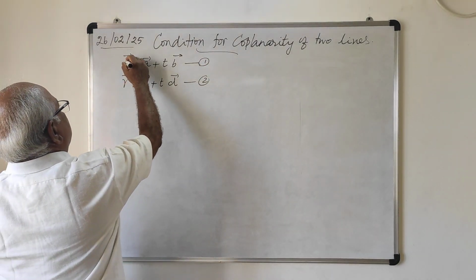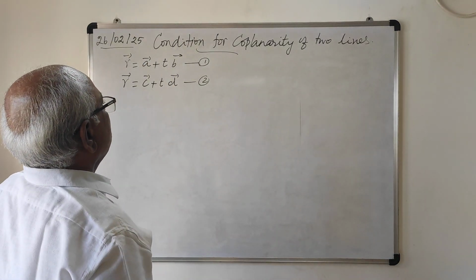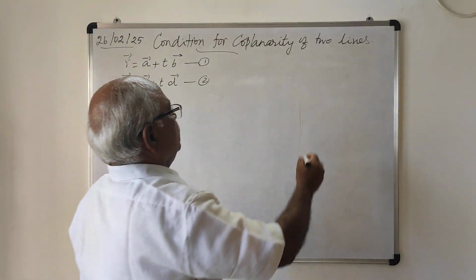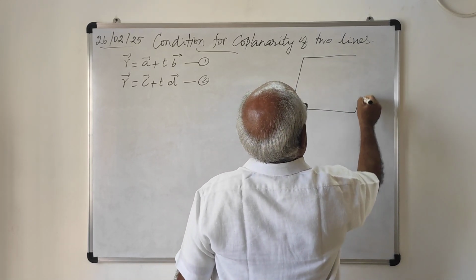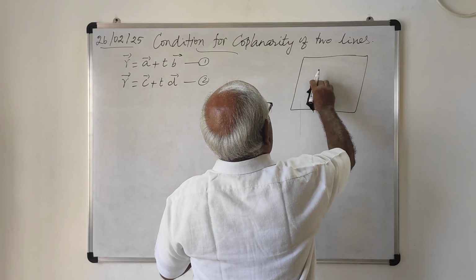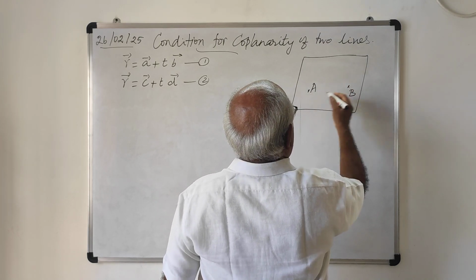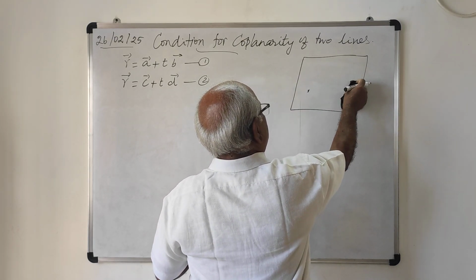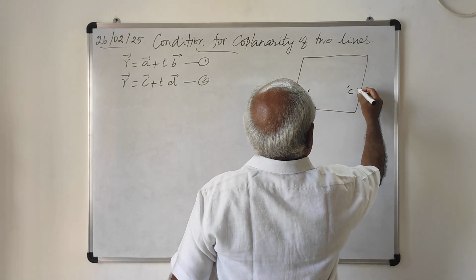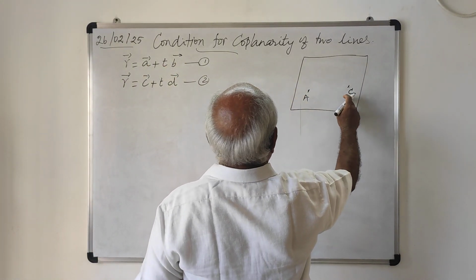Suppose these two lines lie on a plane. The a vector and c vector are the position vectors of two points lying on the plane. Consider this plane. In this plane, A is one point and C is another point. The position vector of the point A, OA, is the a vector from the first line, and C is another point on the second line.